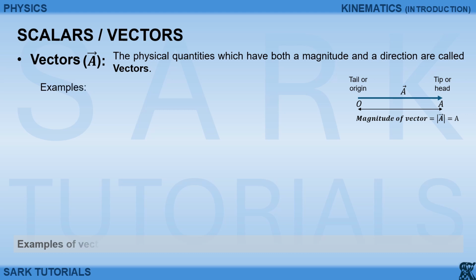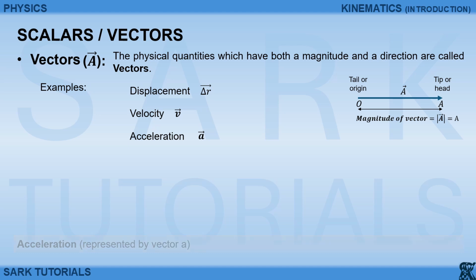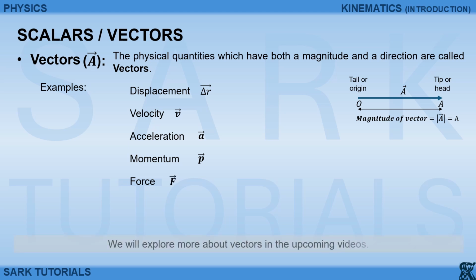Examples of vector quantities in motion are displacement, represented by vector delta r, velocity, represented by vector v, acceleration, represented by vector a, momentum, represented by vector p, force, represented by vector f. We will explore more about vectors in the upcoming video.